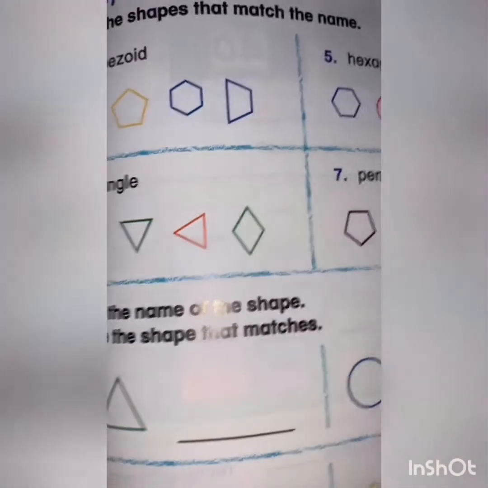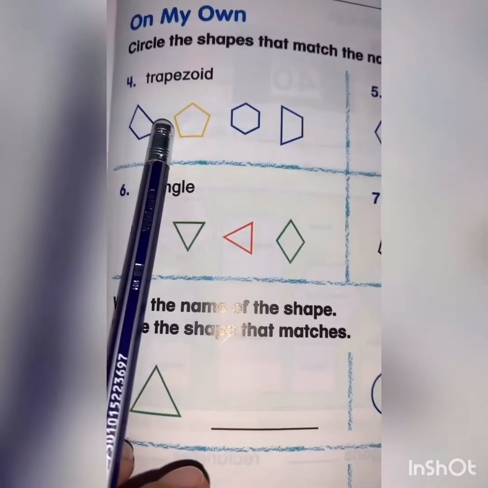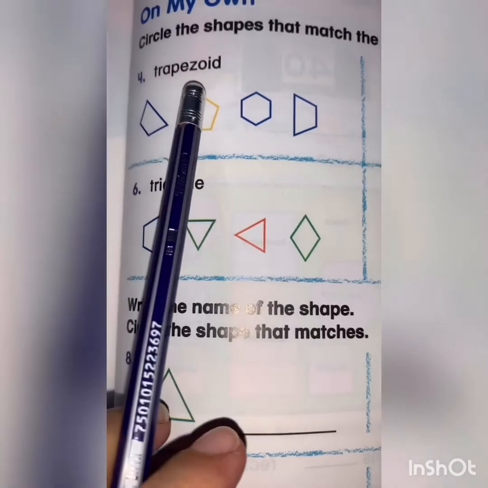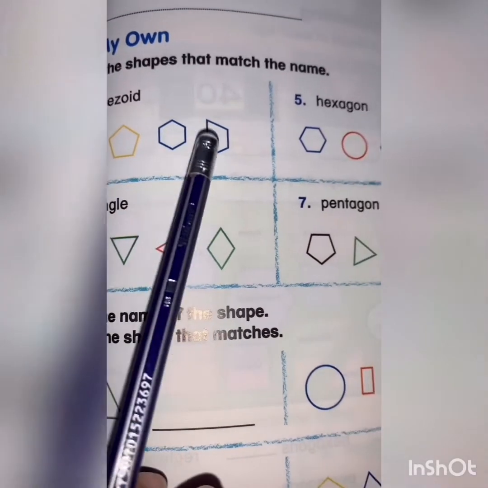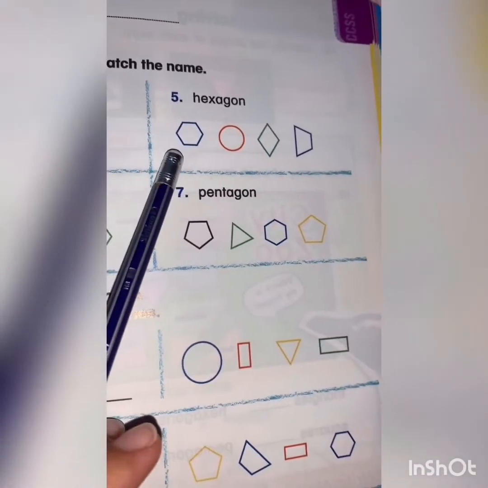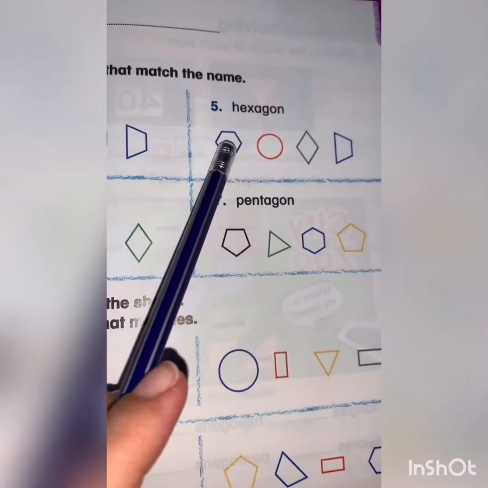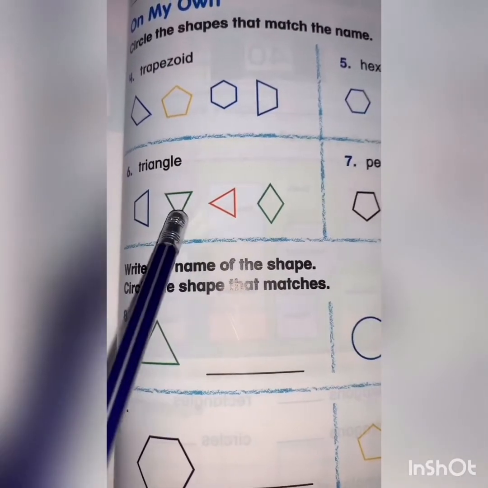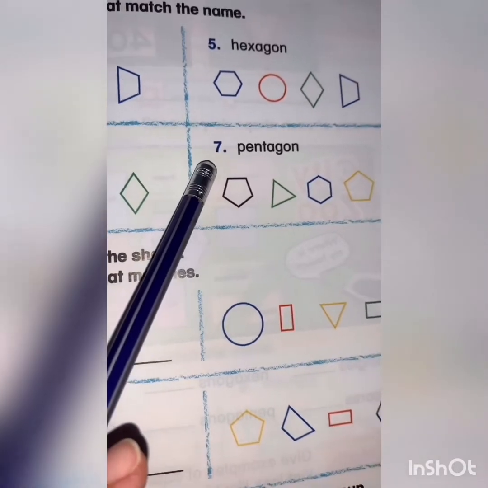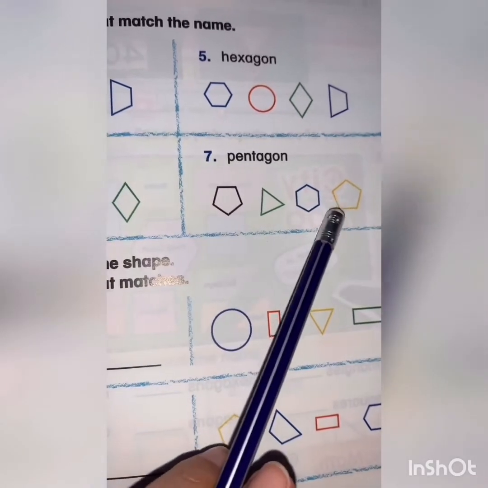As for page 741, circle the shapes that match the name. Here in number 4, I want trapezoid. Which one here is trapezoid? Yes, I have this one and this one. Let's have a look at number 5, hexagon. What is hexagon? Yes, good job, this one. Number 6, triangle. Yes, I have 2 here. Pentagon. Yes, the diamond shape, this one and this one.